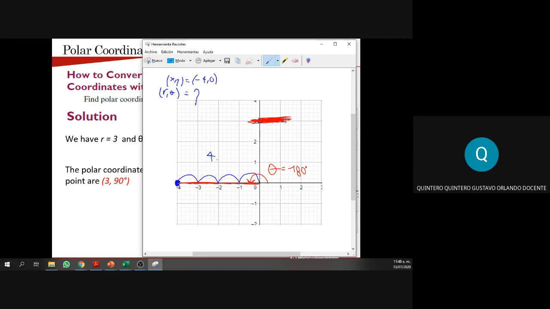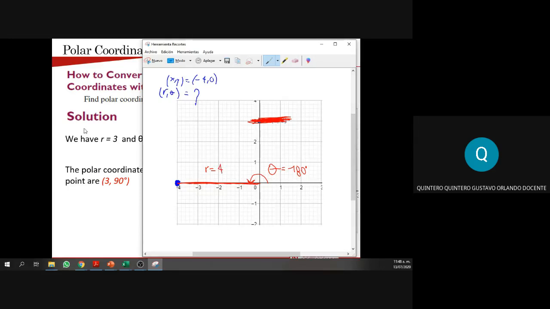You don't see the signs when you talk about negatives. Measurements are always going to be positive. So the value R here is going to be 4.